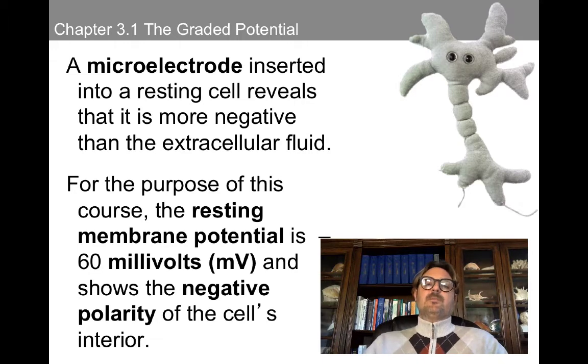And if you inserted a microelectrode into a resting neuron, it reveals it's more negative than the extracellular fluid. So for the purpose of this course, the resting membrane potential is about -60 millivolts, and it shows the negative polarity of the cell's interior.